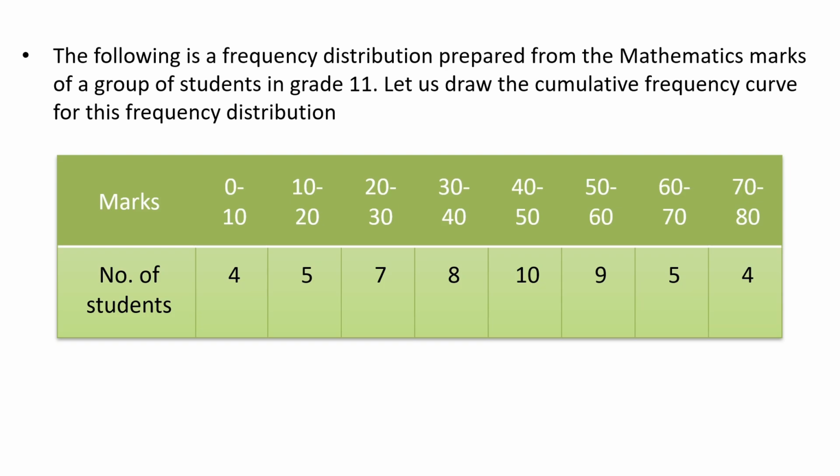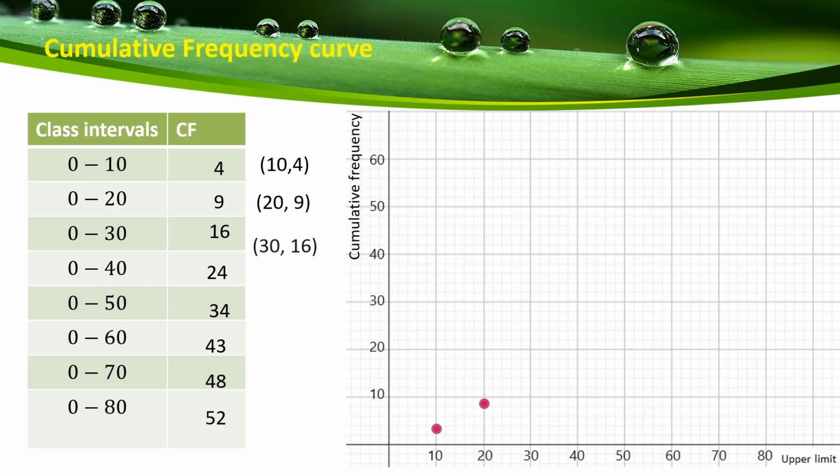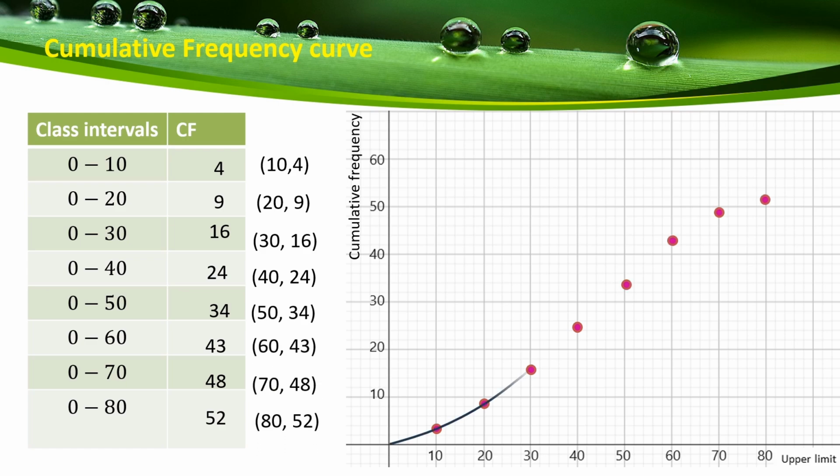In this question, you are given a frequency distribution of a group of students in grade 11 about their mathematics marks. Okay, now we'll see the cumulative frequencies. Now write the coordinates that we are going to plot in our graph in order to obtain the cumulative frequency curve. Okay: 10, 4; 20, 9; 30, 16; 40, 24; 50, 34; 60, 43; 70, 48; 80, 52. Now plot the points and obtain the cumulative frequency curve. Perfect. You also will get an S curve.